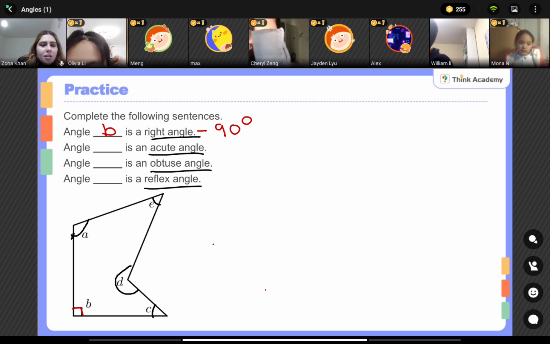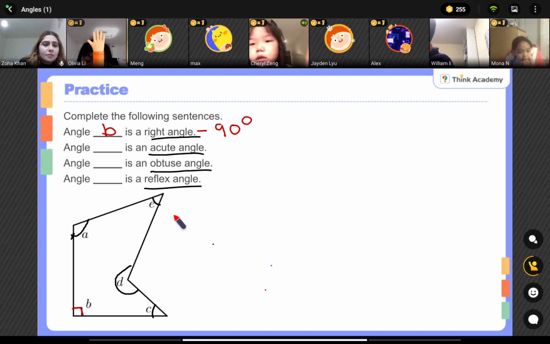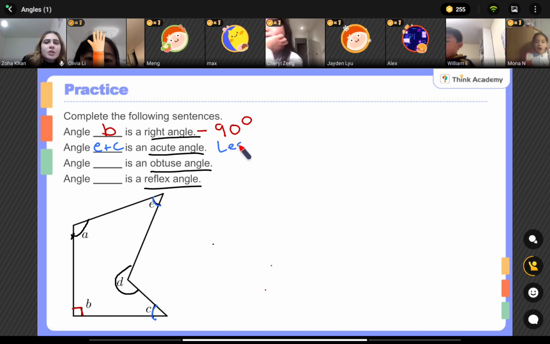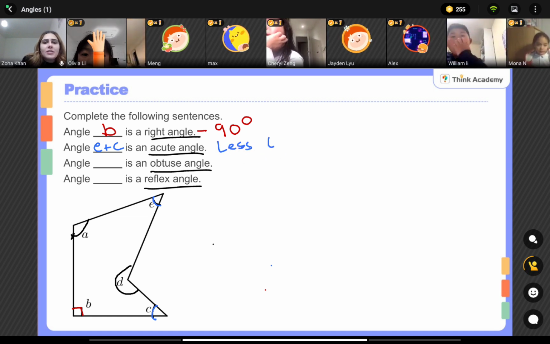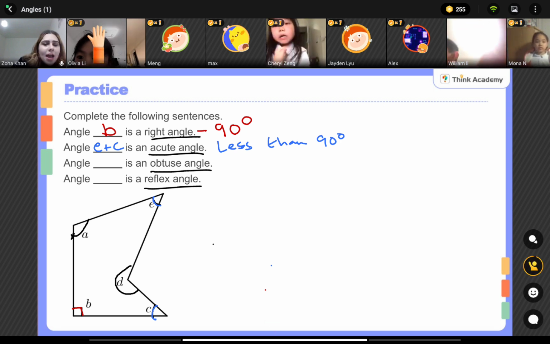Okay, then, Cheryl, which one is the acute angle? E and C. Good. E and C are the acute angles. There's two acute angles. Remember, acute angles are less than 90 degrees. Good. Less than 90 degrees. Okay. And then, Olivia, which one is the obtuse angle?